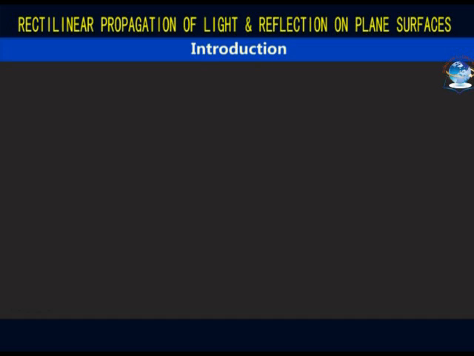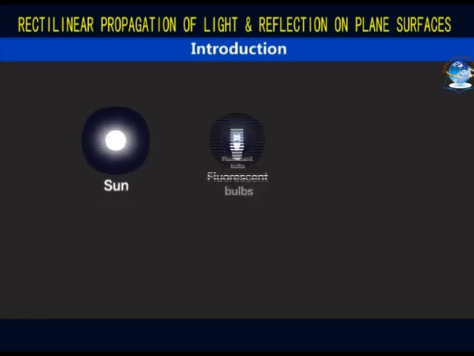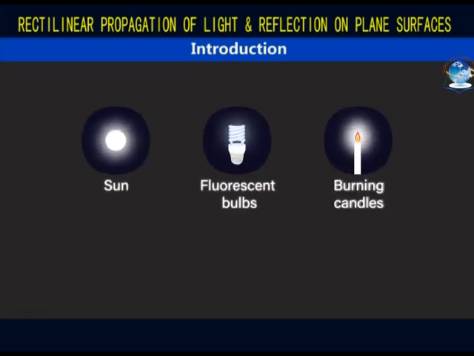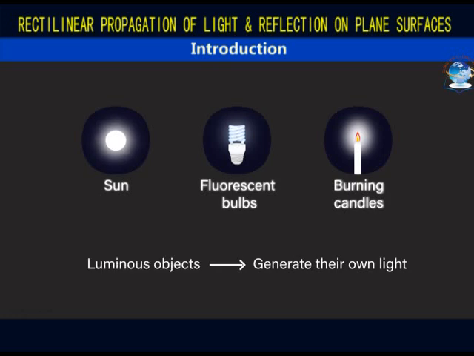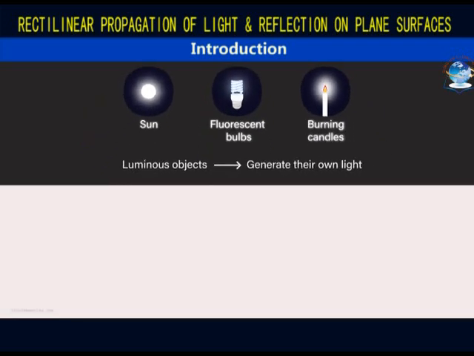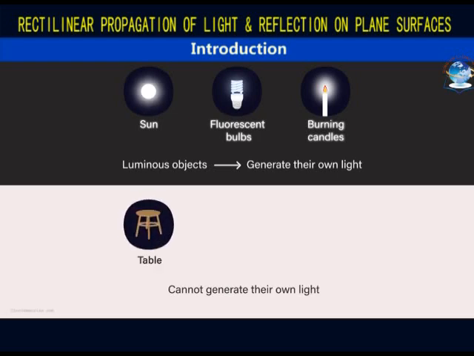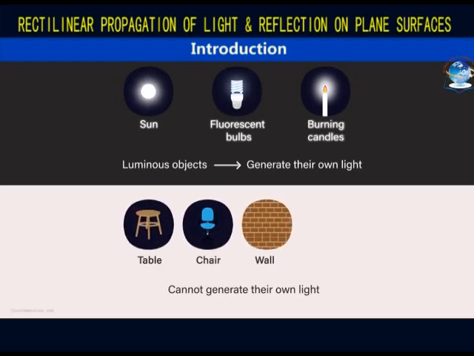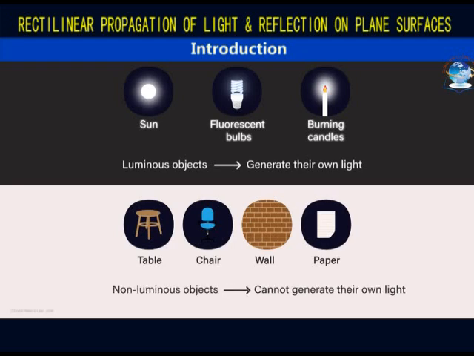Some objects can generate their own light. For instance, the sun, fluorescent bulb, burning candle can generate their own light. Objects that generate their own light are called luminous objects. Most objects, however, cannot generate their own light. Table, chair, wall, paper are examples. Such objects are called non-luminous objects.